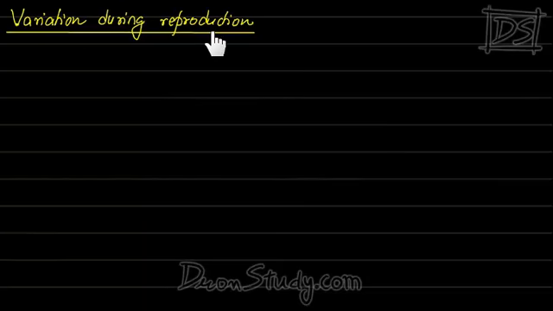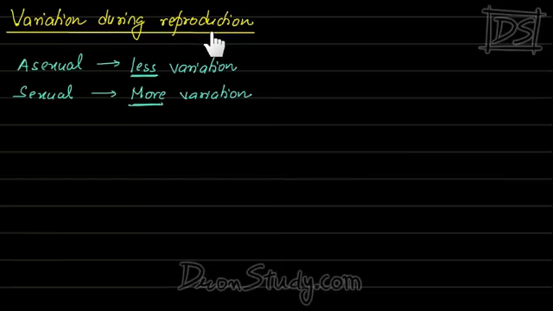Variation during reproduction. So we have seen that there are two ways of reproduction. One is asexual and the other way is sexual way. Asexual way has less variation, and in the sexual way there is more variation. This is what we have seen, and for this reason the sexual method of reproduction is considered a little better. This I had told you. But anyway, the main point is that no matter which way reproduction happens, there is bound to be some variations.